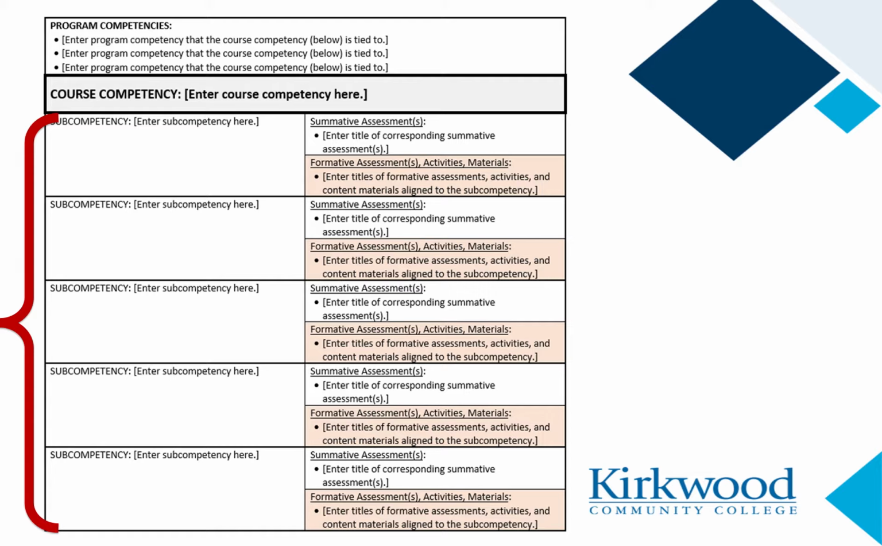Since the sub-competencies represent what is actually assessed in the course, the corresponding summative assessments are listed next to each sub-competency. Generally, the title of the assessment is enough information to include in the document. In addition to the summative assessments, the formative assessments, activities, and/or materials used to help students prepare for the summative assessments are listed. Again, titles or brief descriptions are written in the table. Additional tables are included in the document for each course competency.